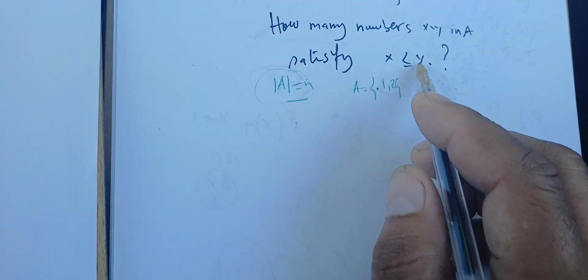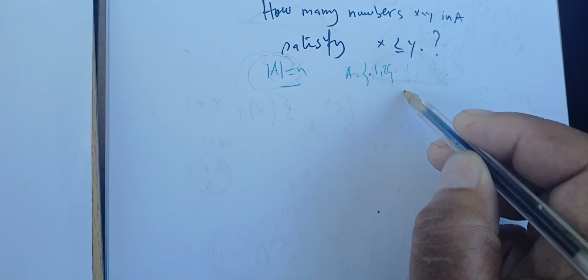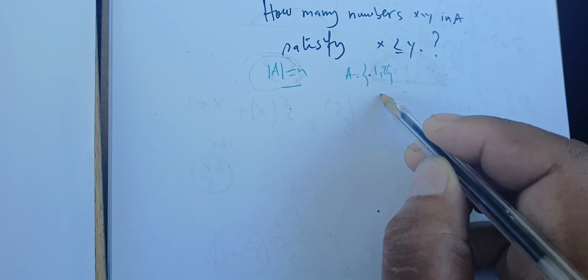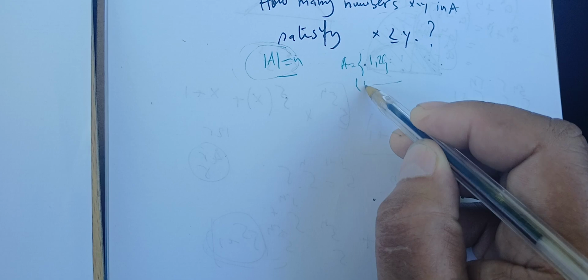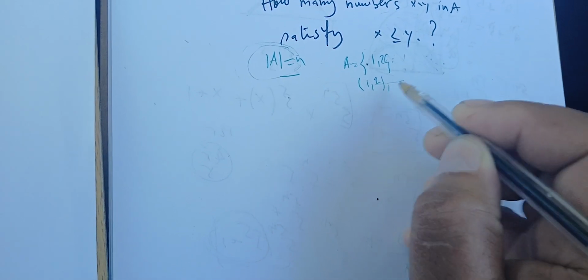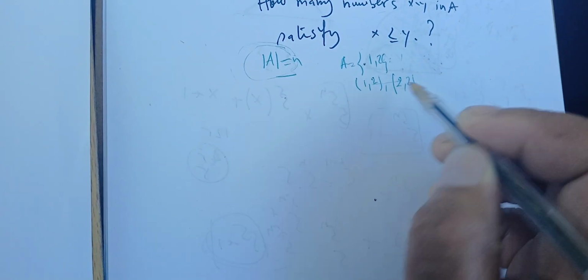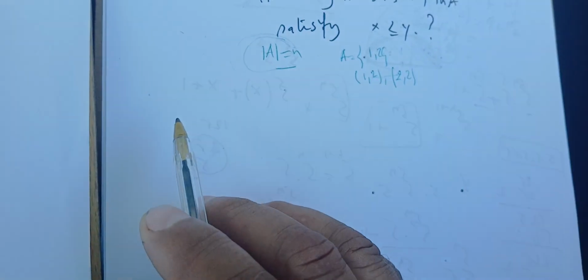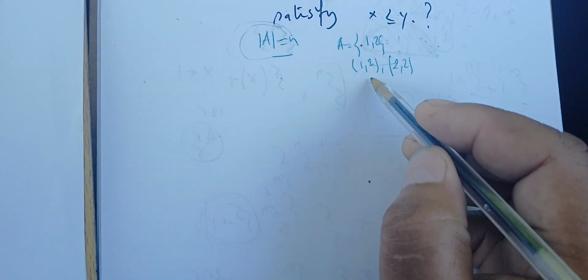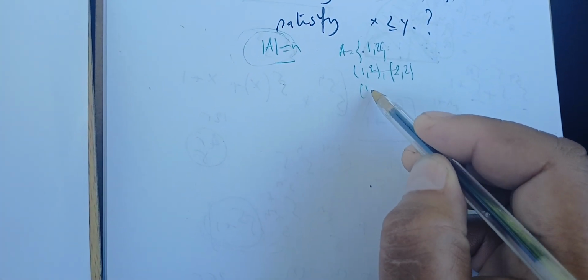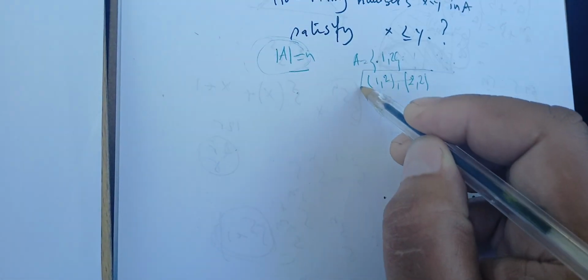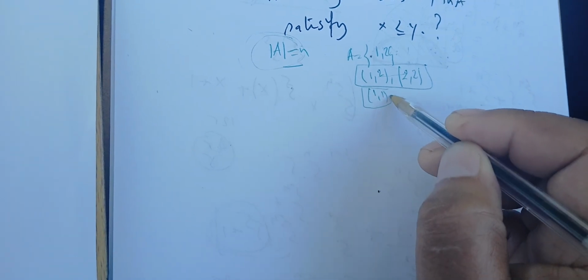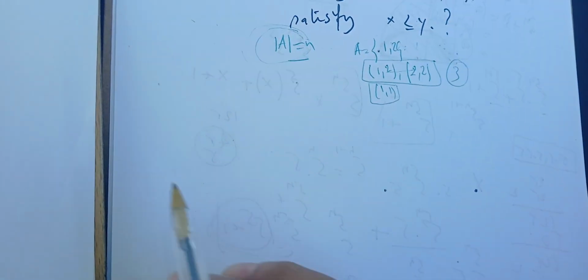If we let y equal 2, what are the values of x? x can be 1 or 2. That means we have (1, 2) and (2, 2). If we let y equal 1, what can x be? Only 1. So we have 2 solutions and 1 solution, which means we have 3 solutions.